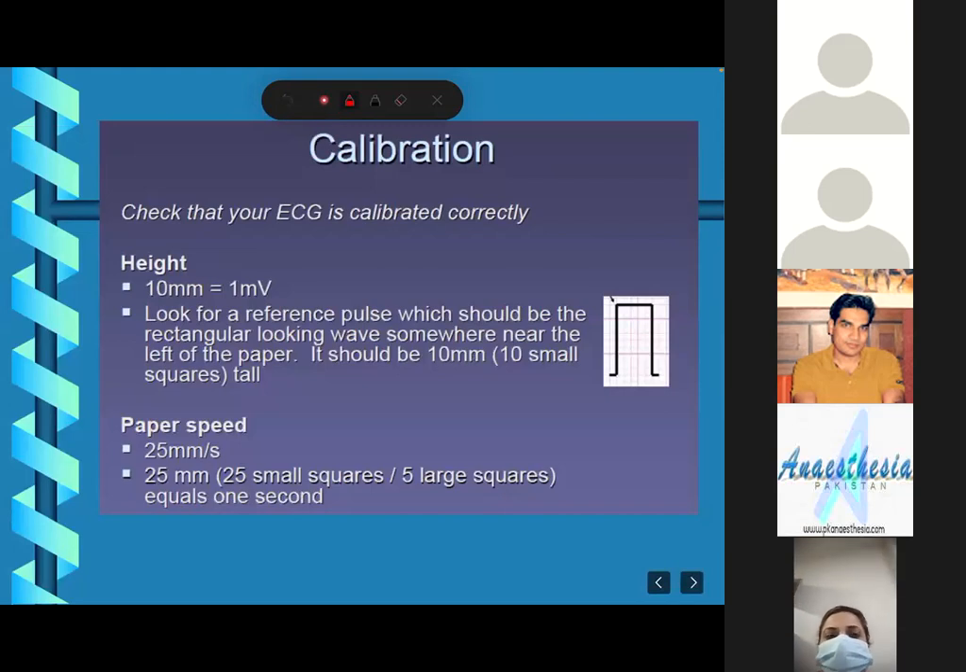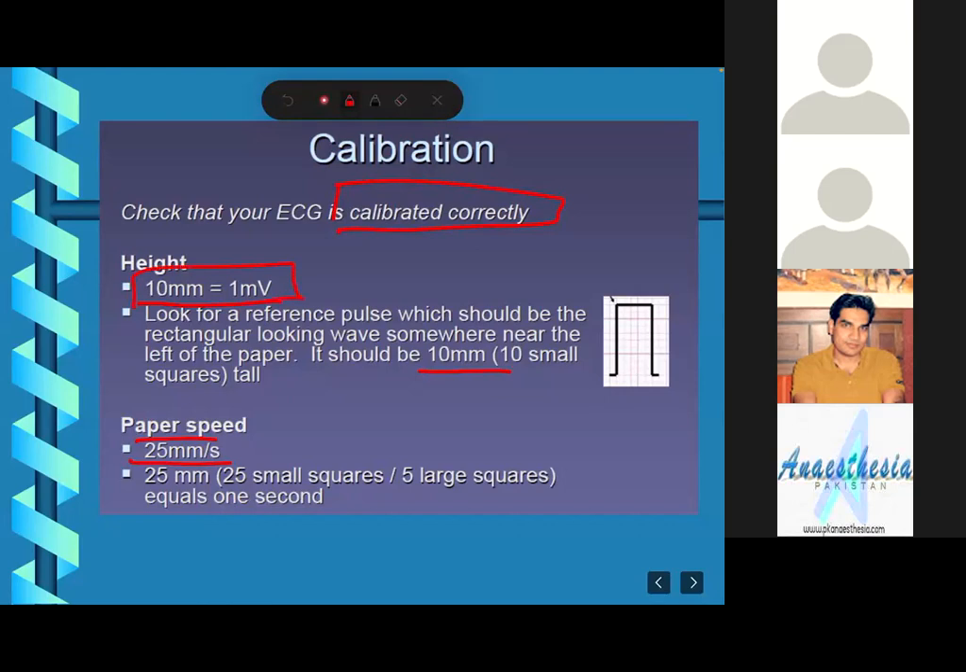First of all, we should know the standard calibration of the ECG. The standard calibration has a height of 10 millimeter. If the paper is not calibrated to 10 millimeter, it is not a standard ECG. The paper speed should be 25 millimeter per second. This is the normal paper speed. If we increase or decrease the speed, the tracing will be different. So for normal interpretation of the ECG, the paper and machine settings should be 10 millimeter of height and a speed of 25 millimeter per second.